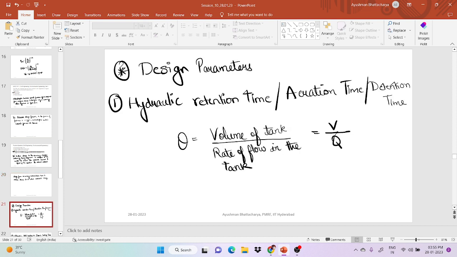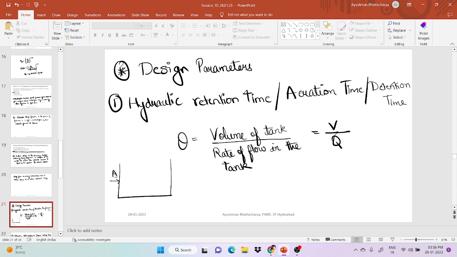So the design parameters are hydraulic retention time and others. Then we discussed the design parameters. Many people have some confusion regarding what is meant by organic loading rate, what is meant by sludge age, and what is meant by mean cell residence time. First we saw what is meant by hydraulic retention time. Hydraulic retention time, aeration time, and detention time are all the same. It is the volume of the tank divided by the rate of flow in the tank. Hydraulic retention time means the amount of time for which the water remains in the reactor.